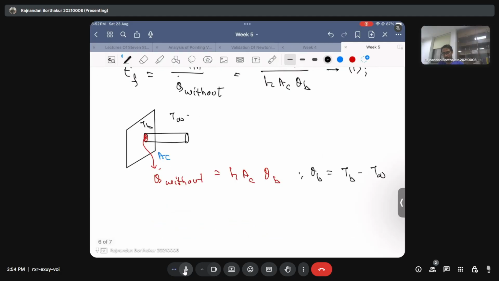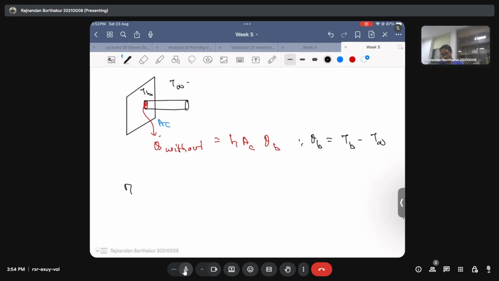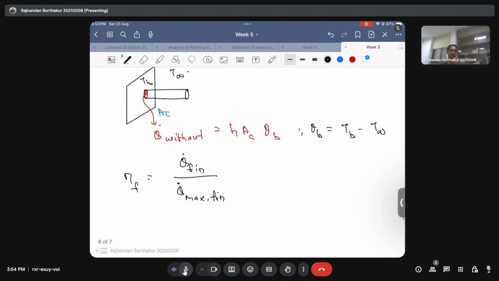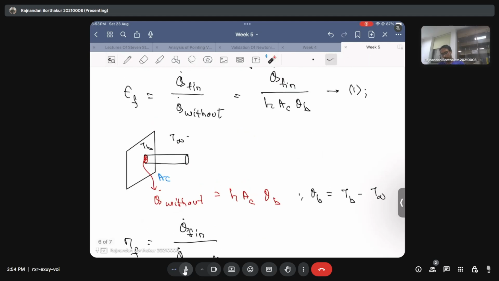Now, on the other hand, my efficiency of a fin is defined as the rate of heat transfer with fin, that is again the Q dot fin, but this time it says, what is the maximum rate of heat transfer from the fin. So this is Q max from fin. Now how do we calculate the maximum heat transfer from the fin? So you need to understand under what condition the fin will dissipate maximum heat to the ambient.